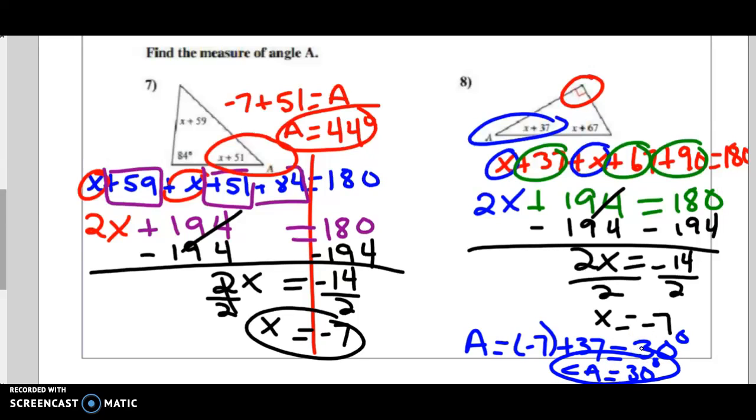So in this lesson, we learned how to create equations and solve for missing angles in a triangle. Now you may go ahead and do the back of your independent practice.